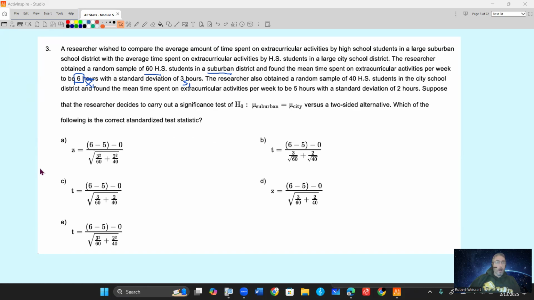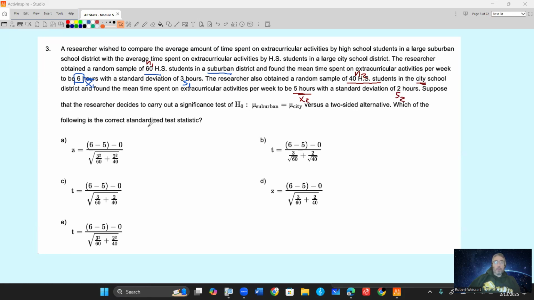We also have that the researcher obtained a random sample of 40 high school students in the city school district. So that's going to be our sample size, 40 high school students. So we'll say N2. This is going to be N1, by the way. So N2, 40, and found that the mean time spent on extracurricular activities to be 5 hours. So X bar 2 with a standard deviation, S2, of 2 hours.